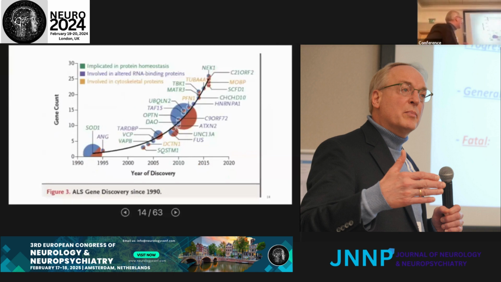Here's an older graph from Bob Brown's data. This dates back several years, but it just shows the growing evidence of genetic findings leading to this particular disease. Protein homeostasis, altered RNA binding protein, cytoskeletal protein involvement. About 10–15% of the disease is gene-based. That may change as we learn more about the genes.